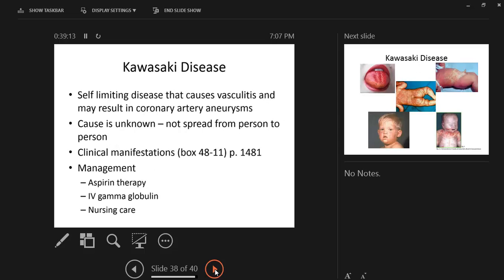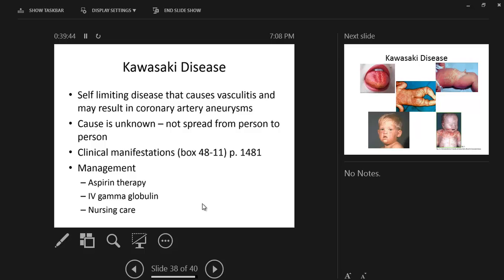Kawasaki disease. This is a rare but very dangerous disease, and it's usually self-limiting, but it can cause vasculitis to the point that it results in coronary artery aneurysms. The cause is unknown. It's not spread from person to person, although it has been seen as seasonal. And the management of it is based on clinical manifestations.